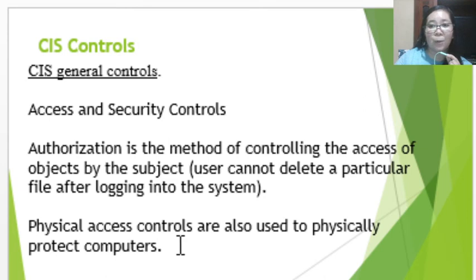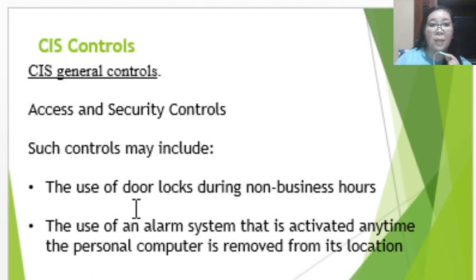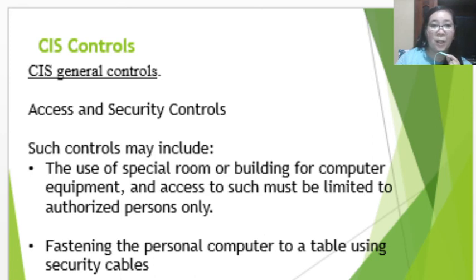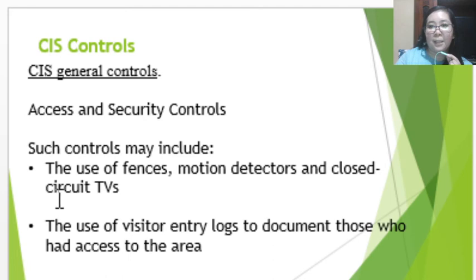Physical access controls are also used to physically protect the computers. Such controls may include the use of door locks during non-business hours, the use of an alarm system that is activated anytime the personal computer is removed from the location, the use of a special room or building for computer equipment, and access to such must be limited to authorized persons only. They can also fasten the personal computer to a table using a security cable. So these are the physical controls. Another is the use of fences, motion detectors, and closed circuit TVs or CCTV.